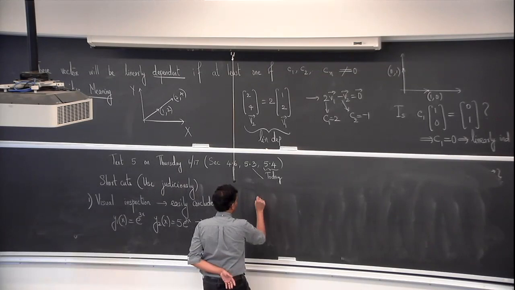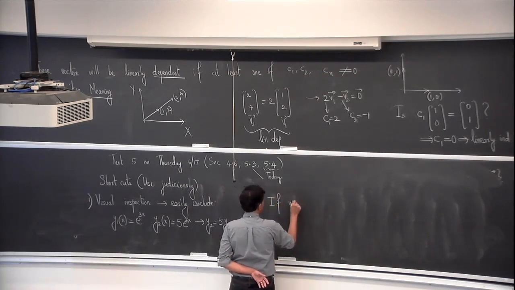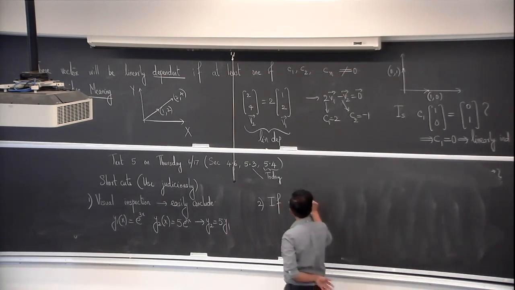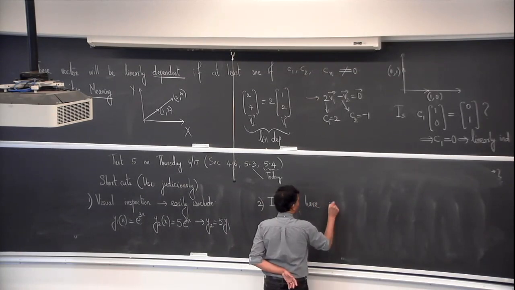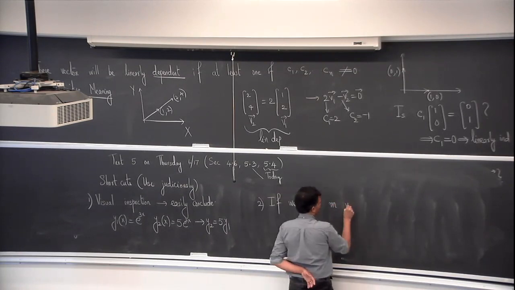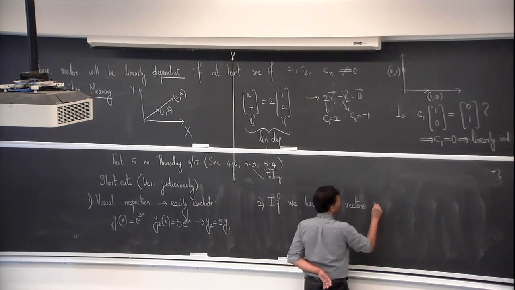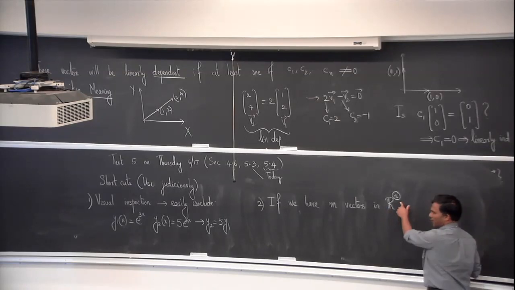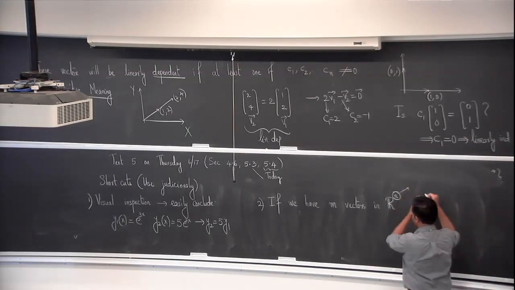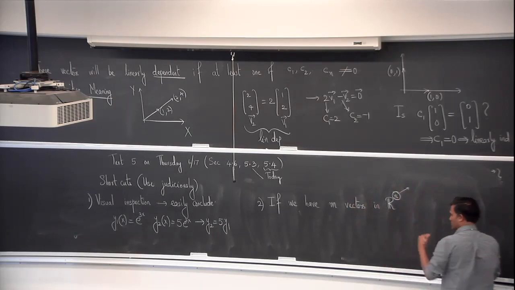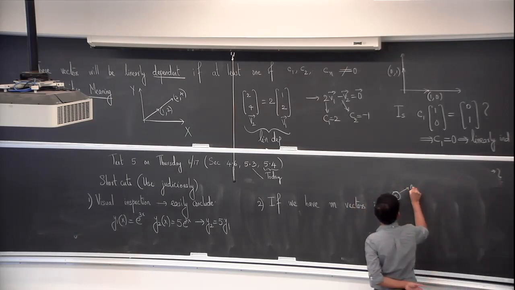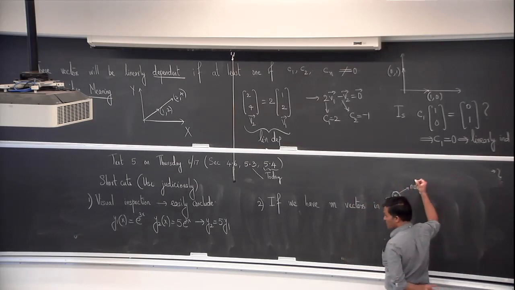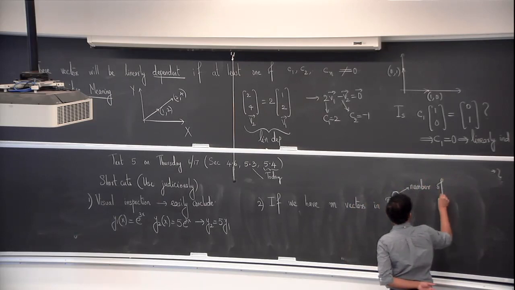Shortcut number 2. Now we need to be careful, now the more complicated ones come in. If we have m vectors in Rn. This n here, for those of you who have not taken calculus 3, represents the dimension, or tells you how many components there are in that vector. So R2 will have 2 components, R3 will have 3 components. Maybe it's obvious, but just wanted to tell you this. This is the number of components in the vector.